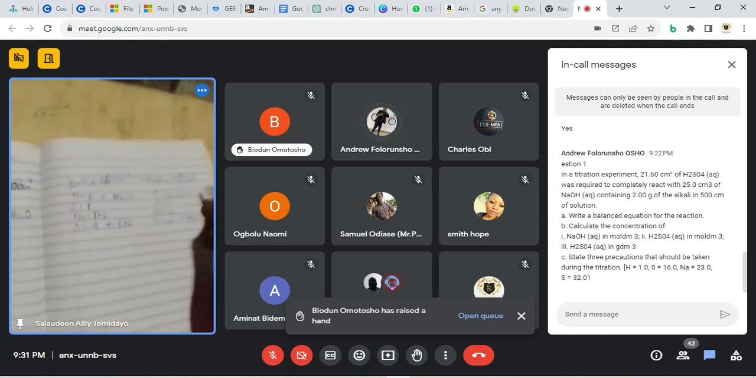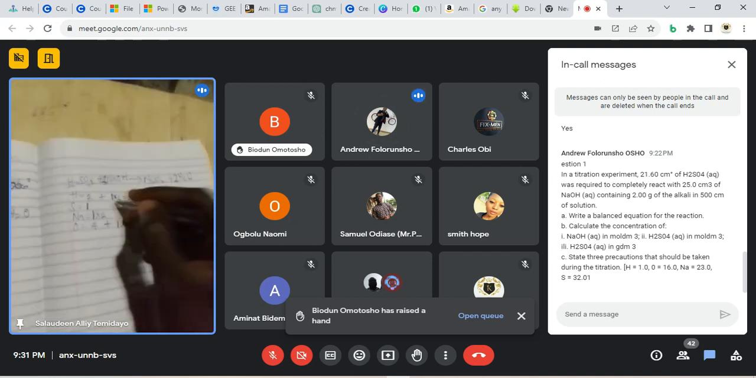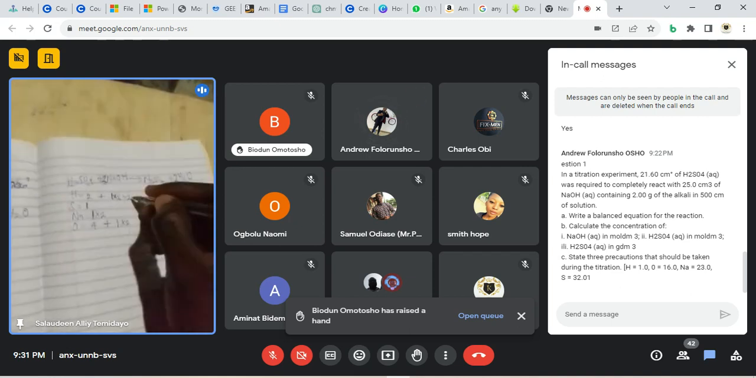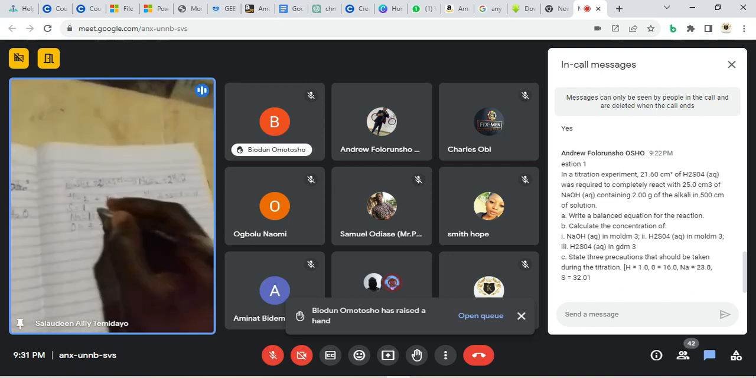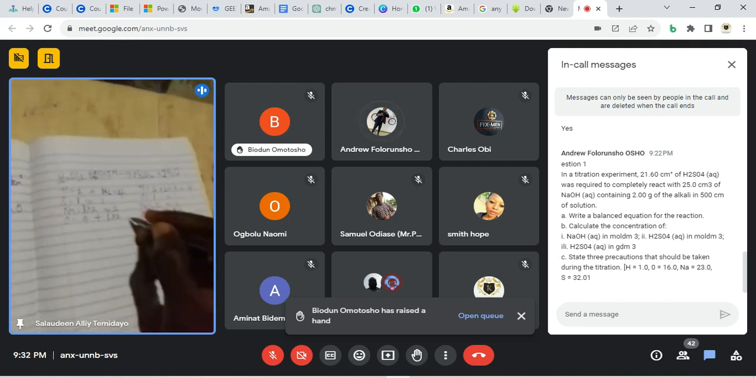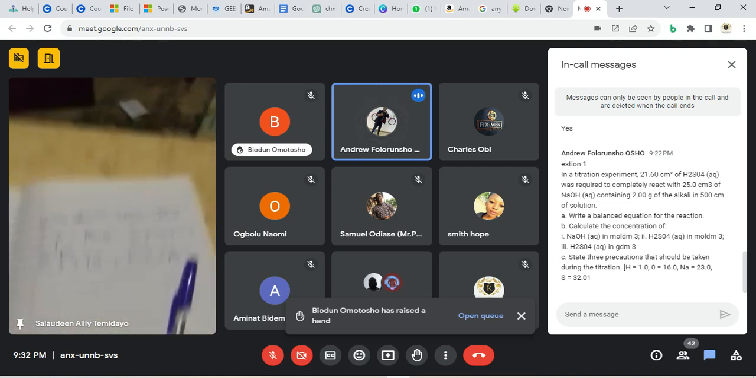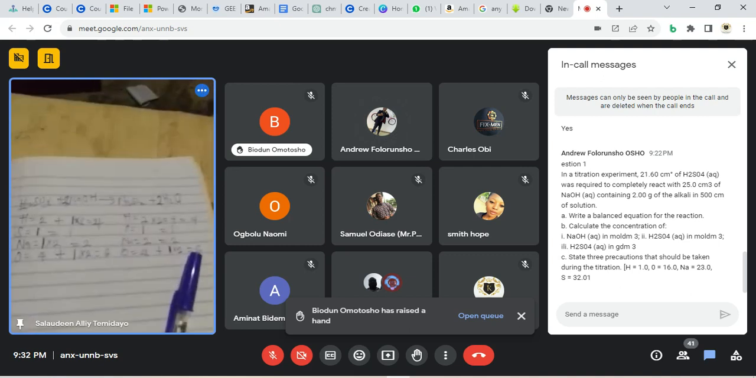This is 2. This is, I'm sorry, 2 plus 2. This is 4. This is 4. This is 1. This is 1. This is 1 times 2, 2. This is 2. This is 4 plus 2, 6. And this is 6. So the equation is balanced. That's how we balance the equation.